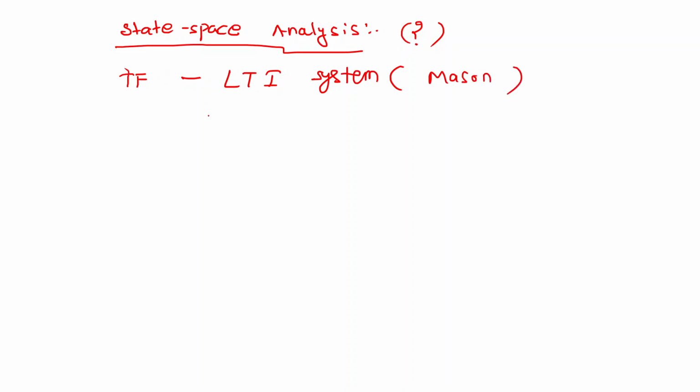But if a system is a linear time variant system, which depends on the time at every instant, then Mason's gain formula cannot be applied. So at that time, what to do? How do you find out the system response for any type of input? That can be done by using the state space model. So this state space model came into the picture.